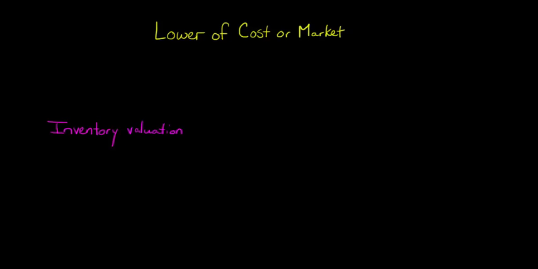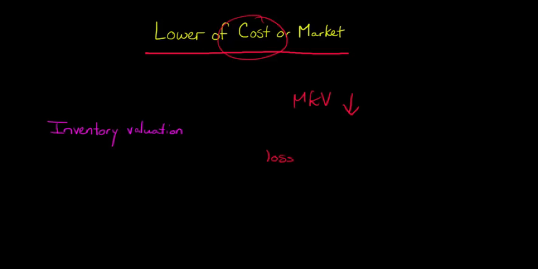In this video, we're going to talk about how to use the lower of cost or market rule to value inventory. So we record inventory at cost when we purchase it, but as inventory sits on your shelf, its market value might decline. And if its market value declines to be lower than the cost, then we're going to need to write the inventory down. That's going to involve us taking a loss that's charged against net income, and it's also going to result in us reducing inventory on the balance sheet.